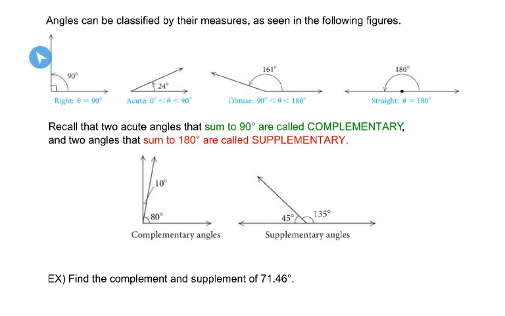We have different types of angles. Angles can be classified by their measures. So we have right angles, which we've already discussed. Right angles always measure 90 degrees. Acute angles have been discussed. Acute angles fall between 0 and 90. So I think like a cute little teeny tiny angle.